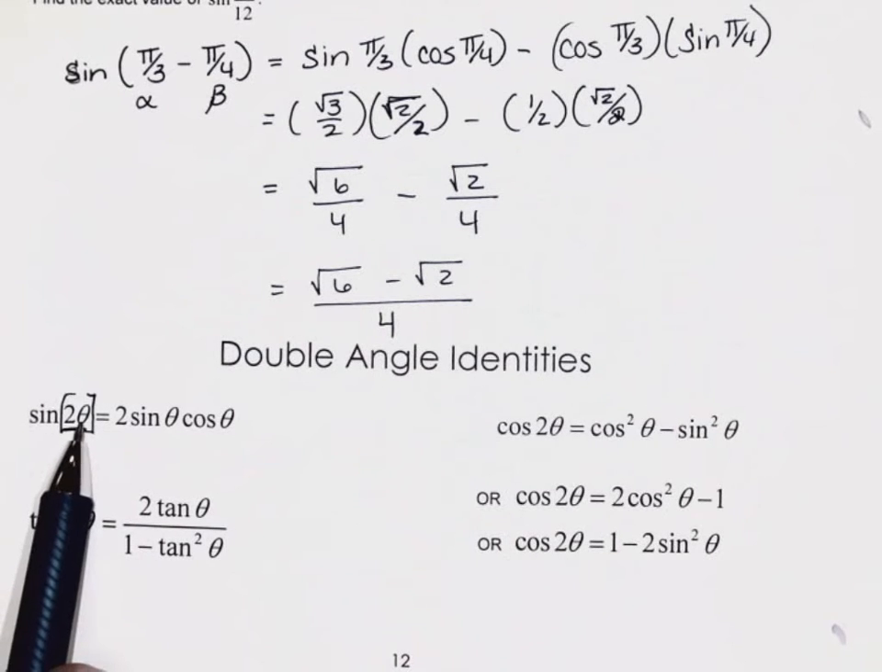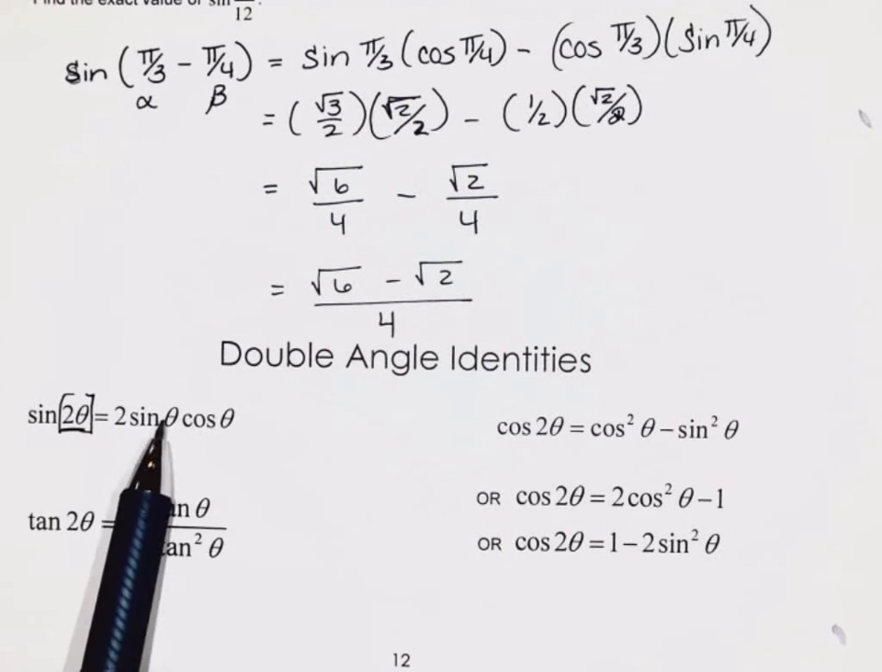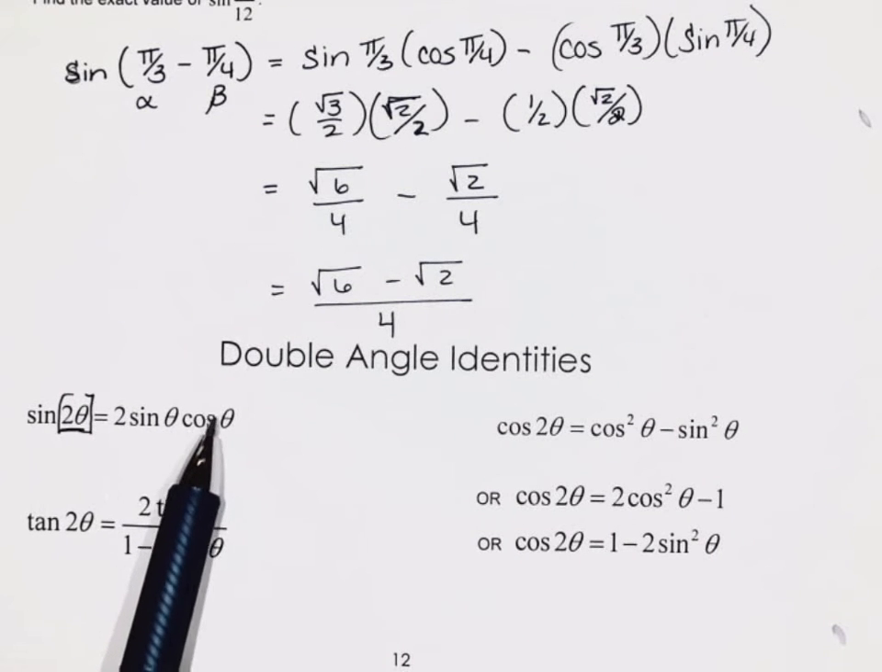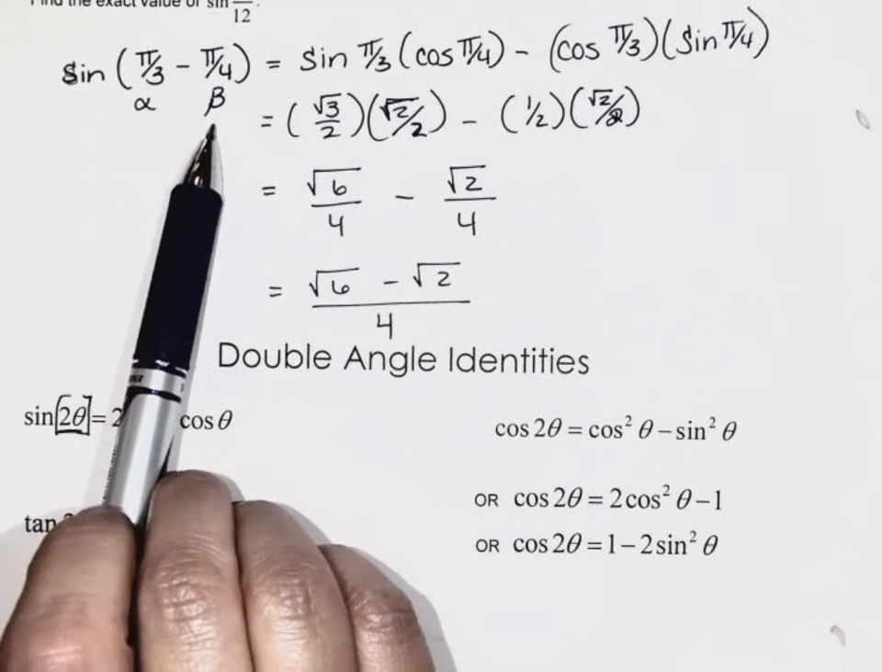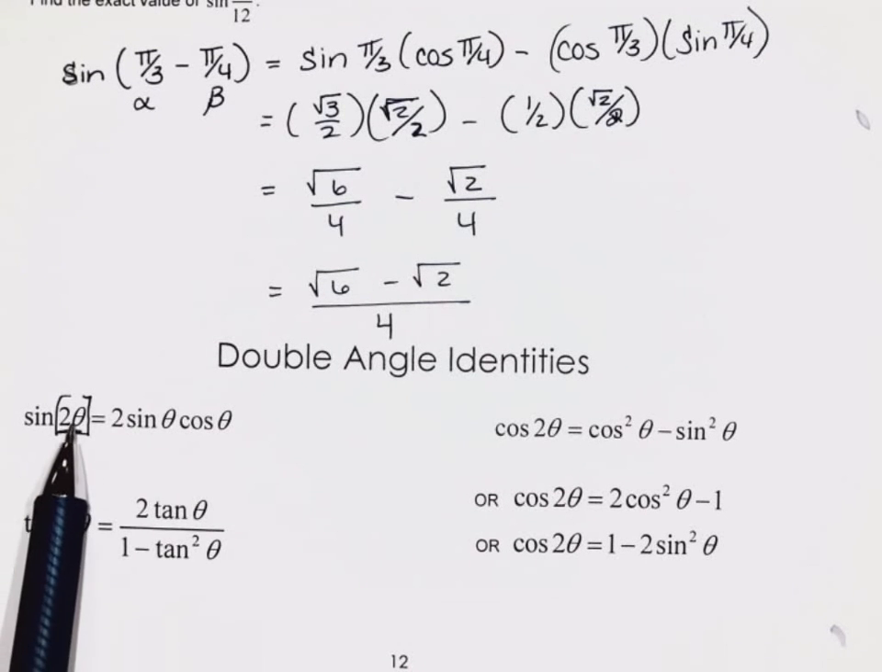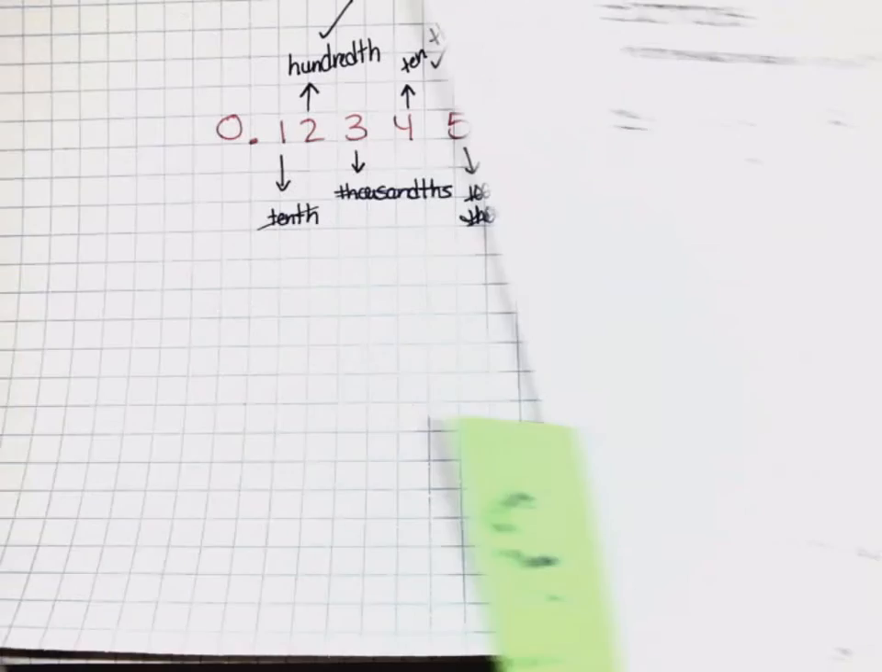So notice that this angle is theta. This also has to be theta. So these are all the same angle measurement. Like in the previous one, we had alpha and beta, so they had to be 2 different ones. This one will be the same throughout. Everybody with me? So that's the difference here. Okay. Here we go.